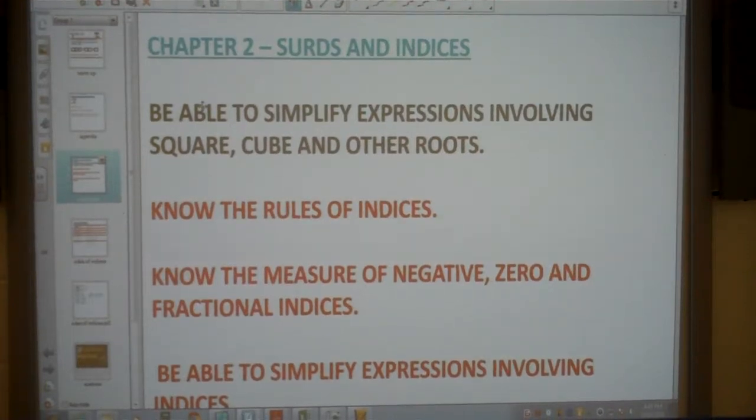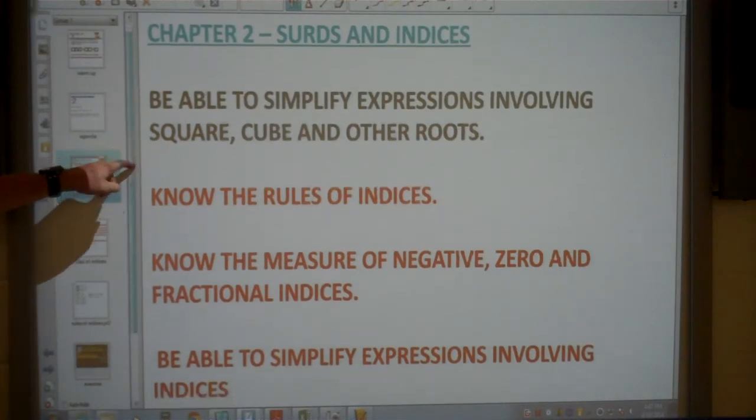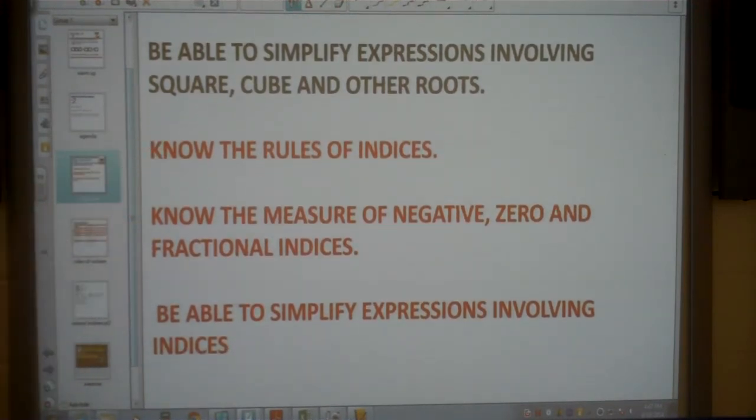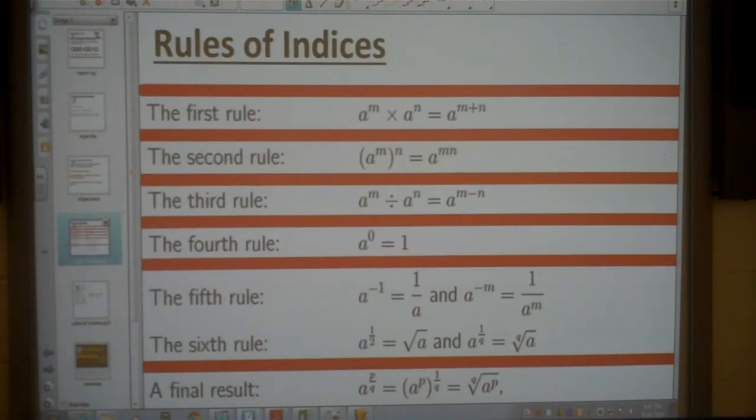This is the second lesson from Chapter 2 on surds and indices, and today we're going to focus on the last three objectives, which is to know the rules of indices, to know the meaning of negative, zero and fractional indices, and also to be able to simplify expressions involving indices. A lot of this is going to be a review from Algebra 2, and I've listed on the board there the different rules that you would have learned.